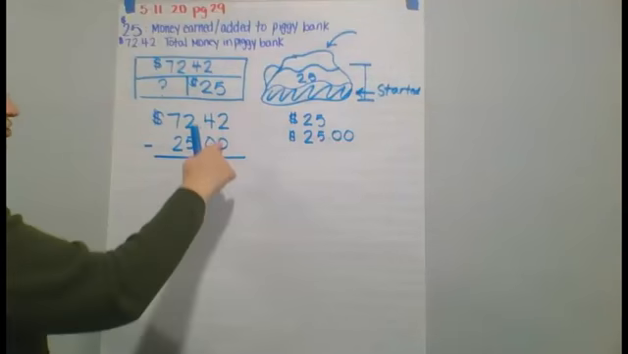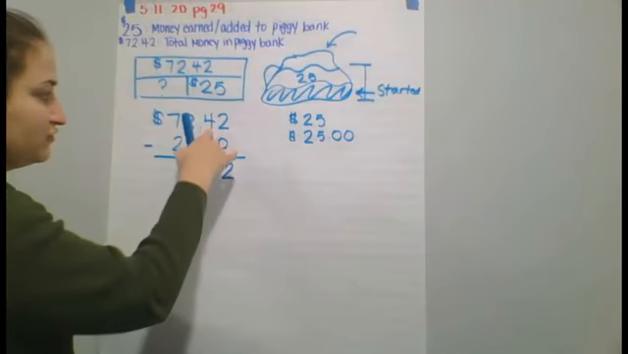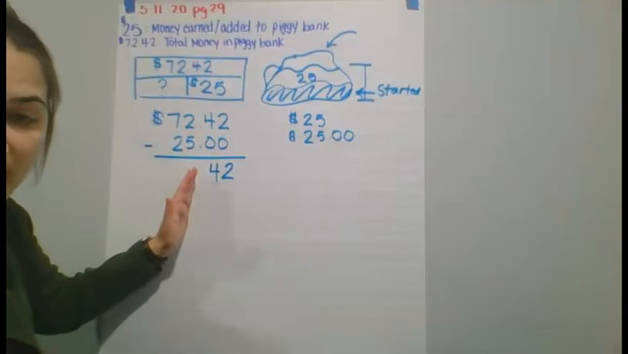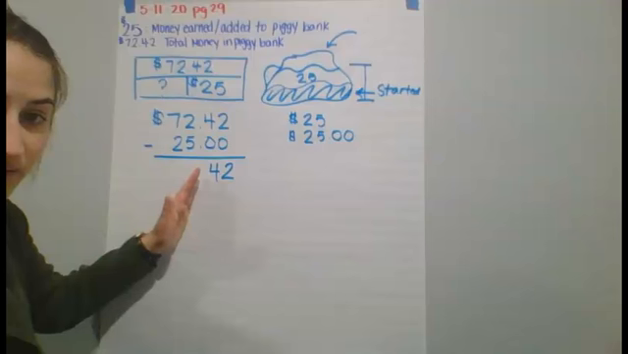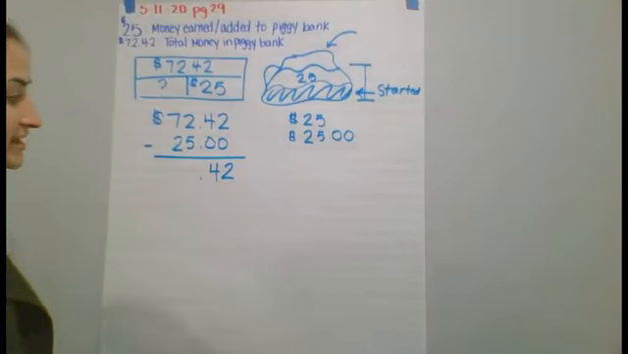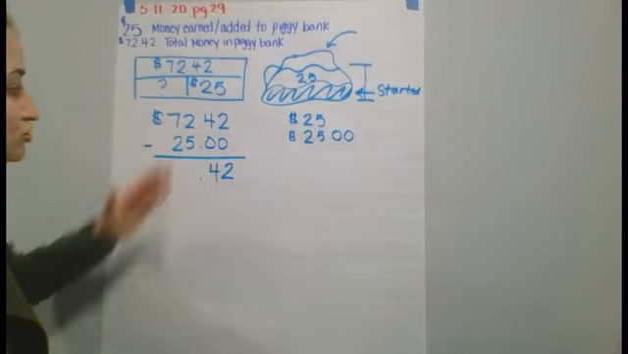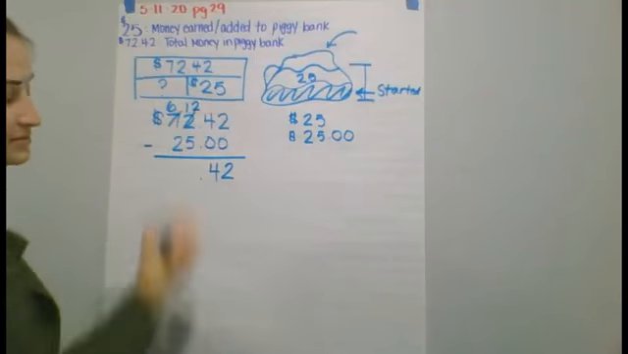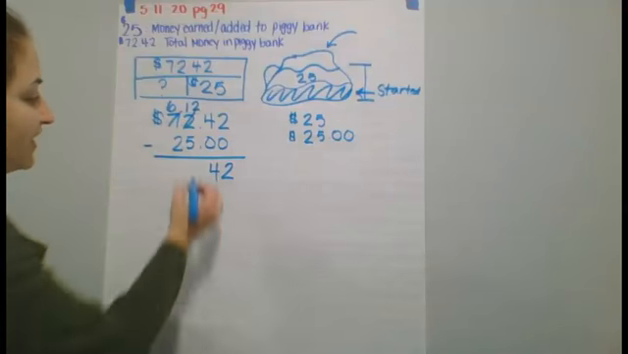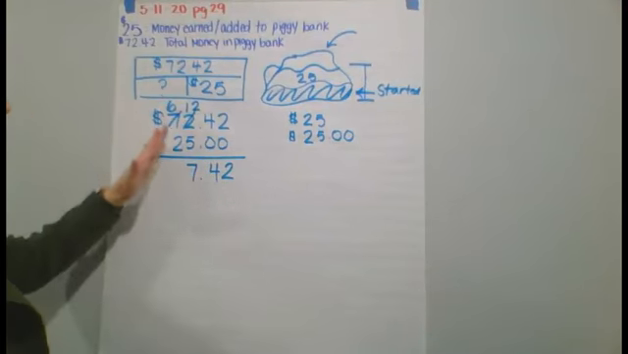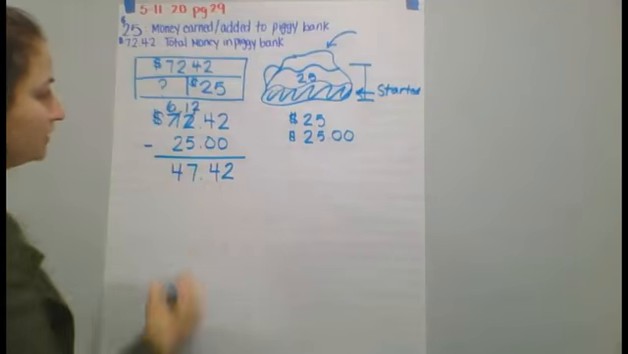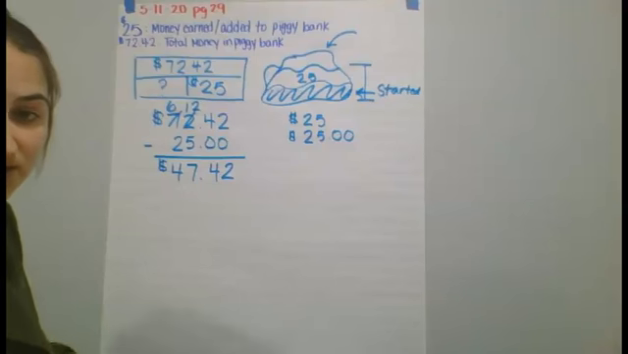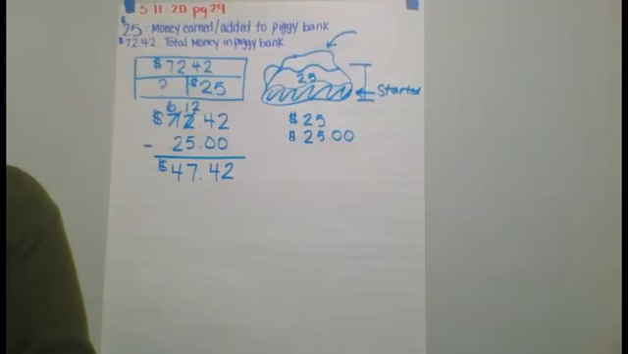Now we subtract. 2 minus 0 is 2. 4 minus 0 is 4. We bring our decimal straight down, because anytime we add or subtract decimals, we want to make sure we have those decimals lined up. We can't do 2 minus 5, so we borrow from the 7 and make it a 6. This 2 becomes a 12. 12 minus 5 gives me 7. 6 minus 2 gives me 4. So it looks like it's possible that she had $47.42 in her piggy bank to start with.